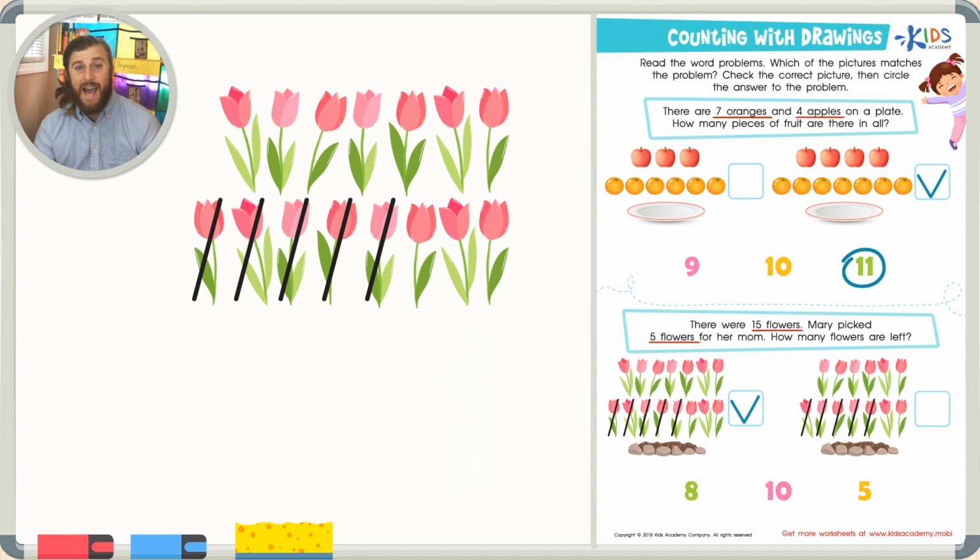Now, we need to find how many flowers were left over. So we can count the flowers that are not crossed out. Let's go ahead and do that. There are 1, 2, 3, 4, 5, 6, 7, 8, 9, and 10 flowers left that are not crossed out. Let's go ahead and circle 10. This could also be represented with a subtraction problem. 15 minus 5 equals 10.